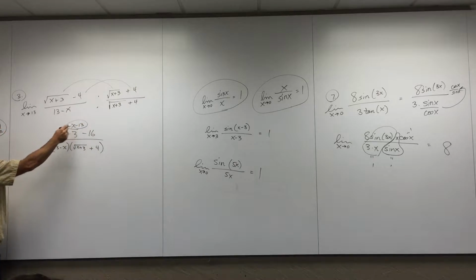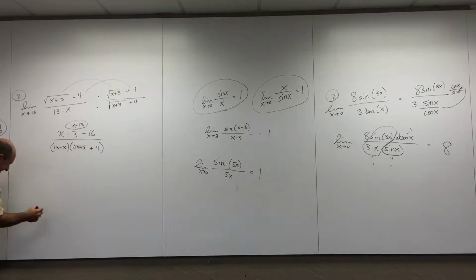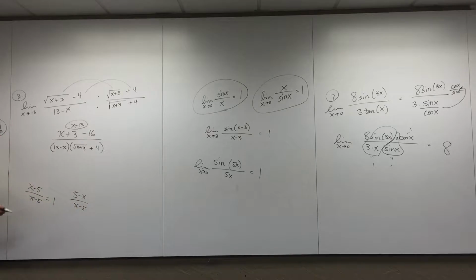The x minus 13 can cancel with the 13 minus x. Right. But when you cancel it, it leaves you a negative 1. Why is it negative? Well, hang on. When you cancel an x minus 5 with an x minus 5, what are you left with? 1. Right. You're canceling something with itself, you're left with 1. When I cancel a 5 minus x with an x minus 5, they're not the same thing. They're off by a negative sign. One's the negative of the other one.